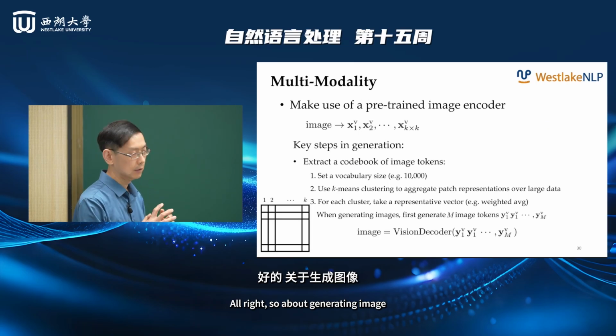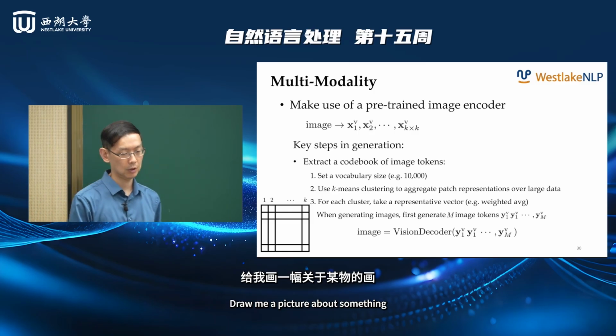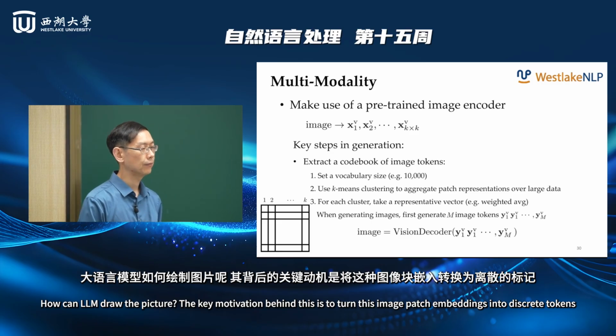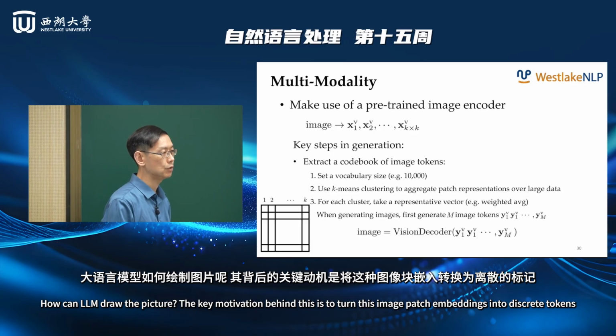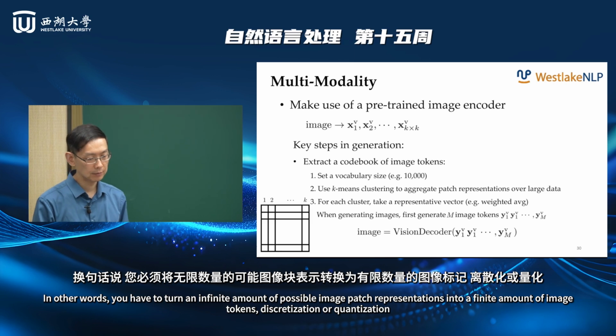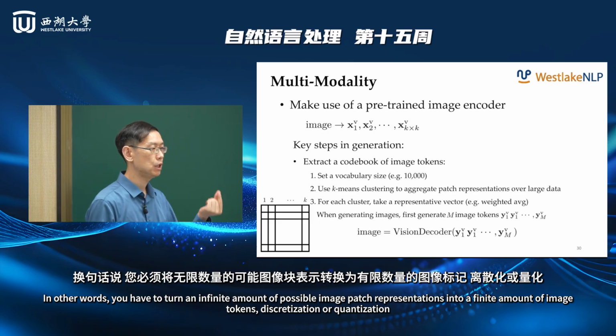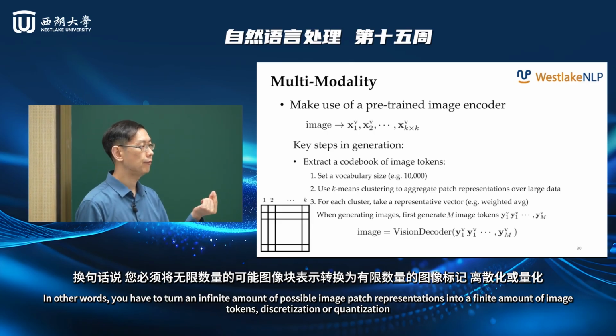All right. So about generating images. Draw me a picture of something. How can an LLM draw the picture? The key motivation behind this is to turn these image patch embeddings into discrete tokens. In other words, you have to turn an infinite amount of possible image patch representations into a finite amount of image tokens.